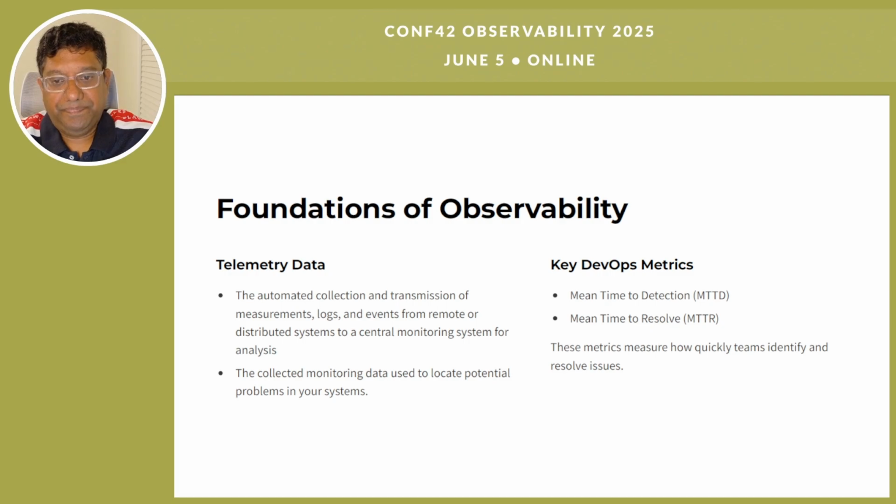So basically, DevOps focuses on two metrics. Any organization looks into these two metrics. One is called MTTD, another is MTTR. MTTD is mean time to detection. This is the time taken to identify the issue. And MTTR, mean time to resolve, is the time taken to resolve the issue after the issue is detected. So, identifying and resolving, these are the two metrics that are being measured by organizations. How quickly we are able to identify the issue and how quickly we are able to resolve the issue.